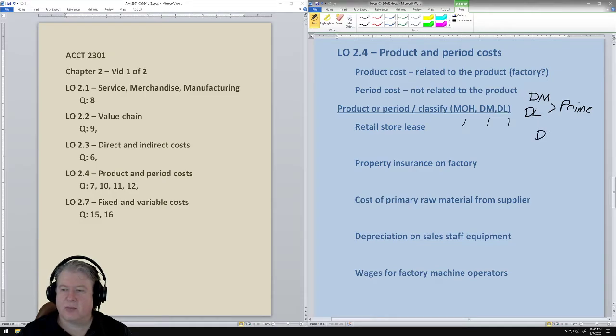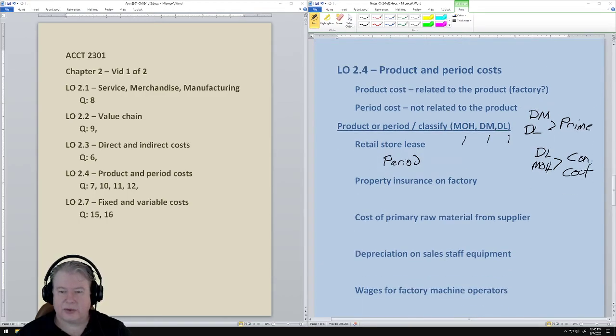And direct labor and manufacturing overhead, you'll hear sometimes in the book, we call this conversion cost. Meaning materials, what do we need to convert the materials into finished goods? Well, we need labor and we need all the other indirect stuff. So a retail store lease. Well, we would say that is probably a period cost, right? It's not directly involved in the manufacturing environment.